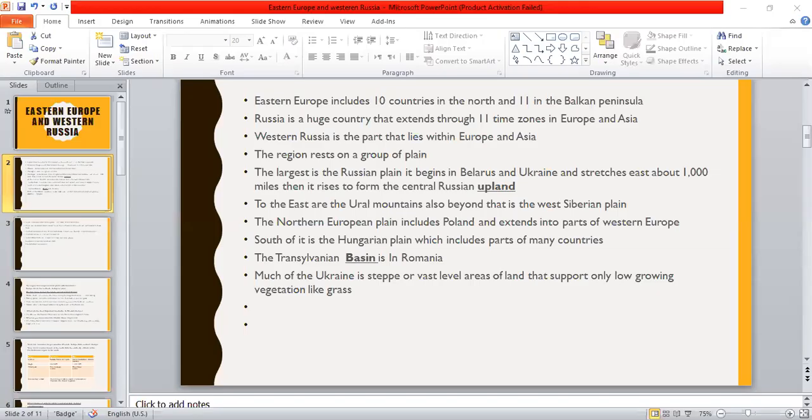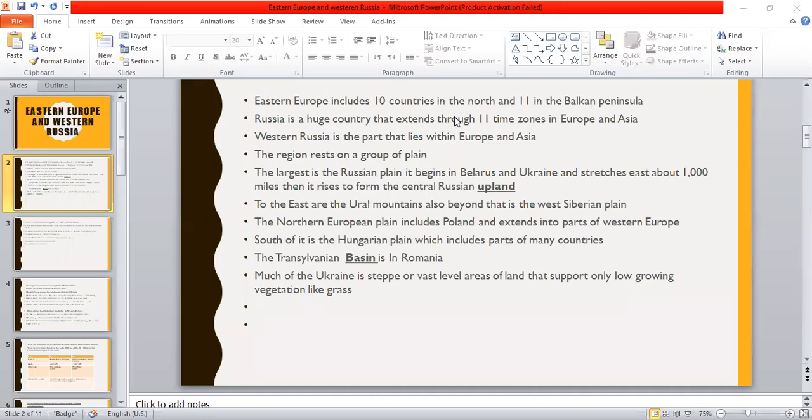Eastern Europe includes 10 countries in the north and 11 in the Balkan Peninsula. Also, we have Russia, which is a huge country that extends through 11 time zones in Europe and Asia. Western Russia is the part that lies within Europe. If you look at the map, you'll find these 11 countries and also the other 10 countries.